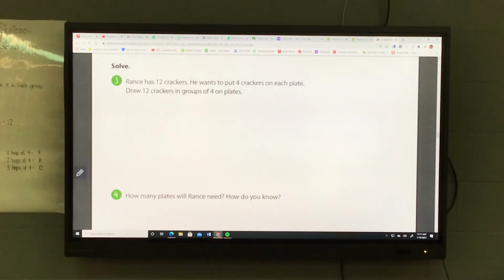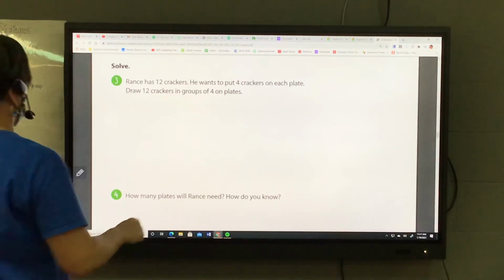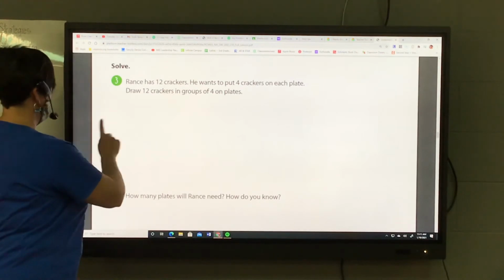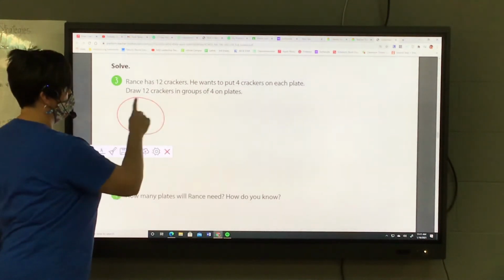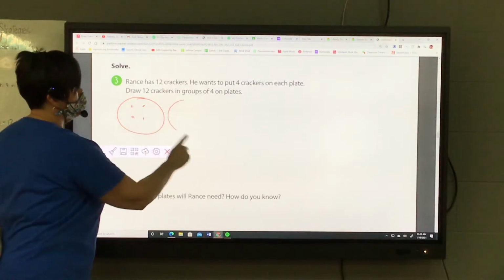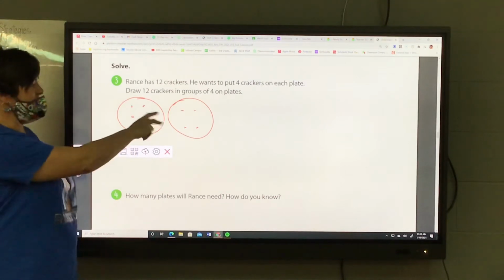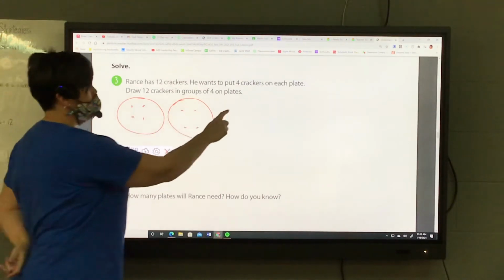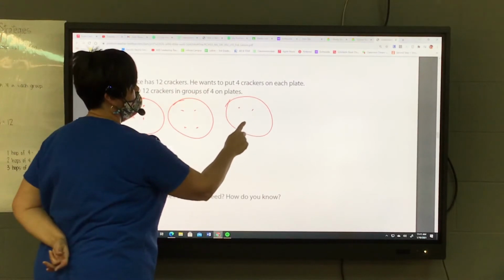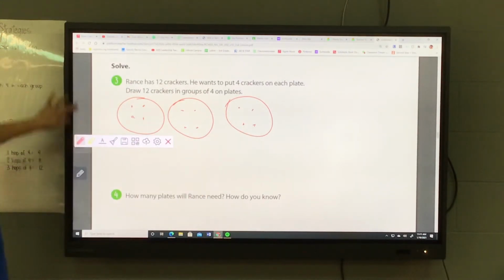So he has a total of 12 crackers, right? Can he have more than 12? No, because the problem says he has 12. All right. So on his first plate, how many crackers did you put? 4. What about on his second plate? 4. Are we to our 12 yet? What are we at now? 4 and 4. 8. What if we go one more plate? How many is that? 12. All right.